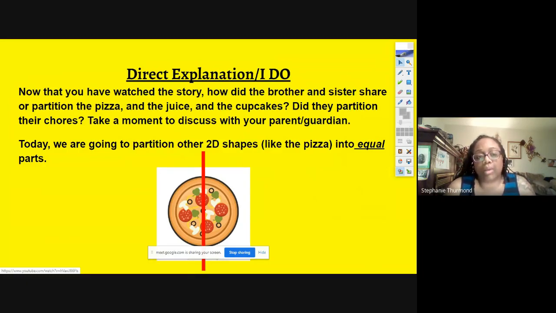Just take a moment to think about, how was that pizza partitioned? How was the juice partitioned? How were the cupcakes partitioned? Could you think of any other way in the story that they partitioned?